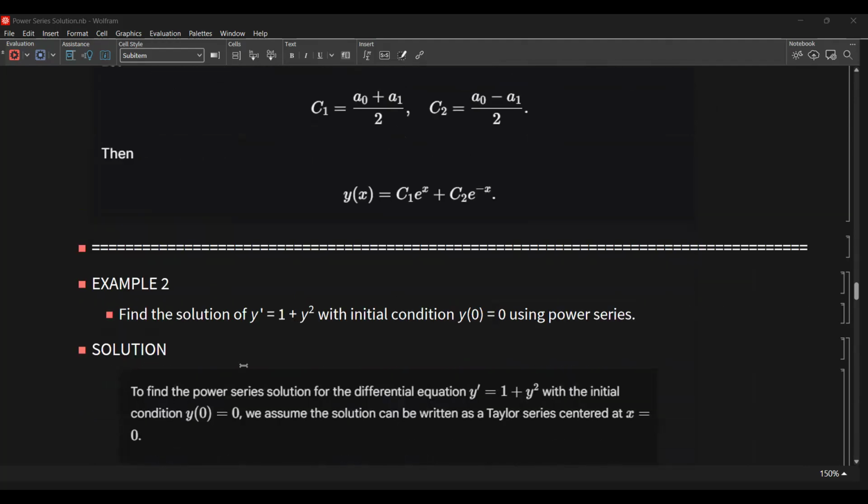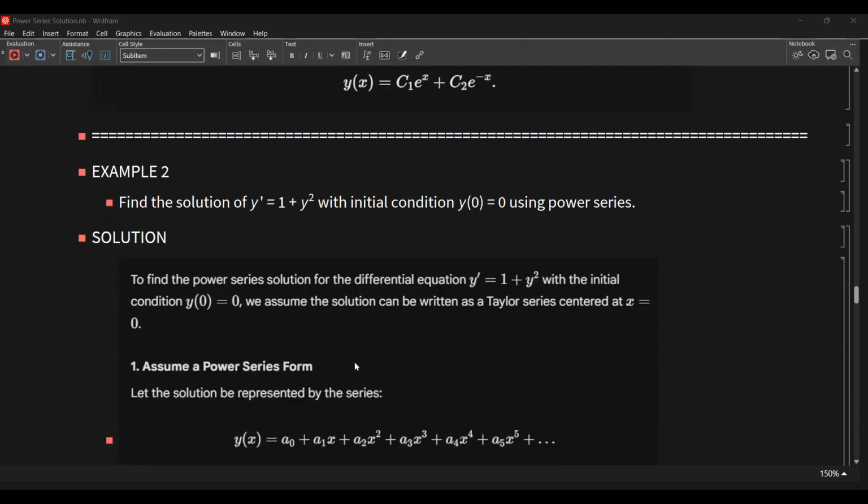We have example number 2 here. Find the solution of y prime equal to 1 plus y squared with initial condition y of 0 equal to 0 using power series. So this is our example number 2. To find the power series solution for the differential equation y prime equal to 1 plus y squared with the initial condition y of 0 equal to 0, we assume the solution can be written as a Taylor series centered at x equal to 0.